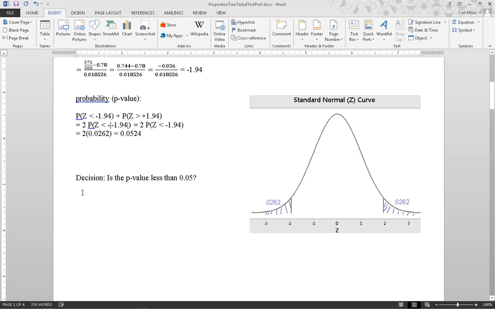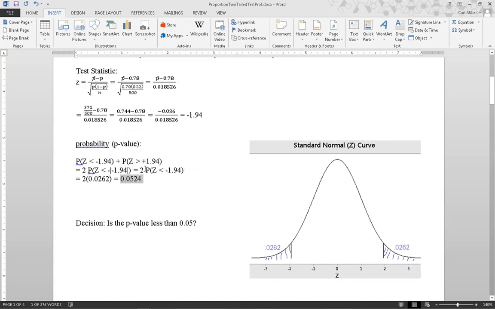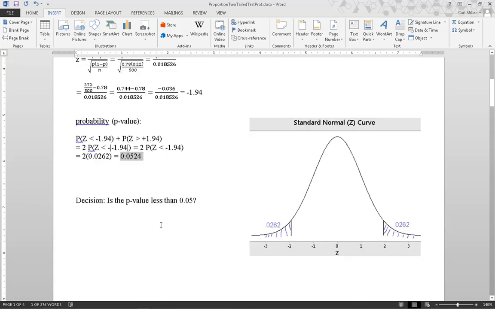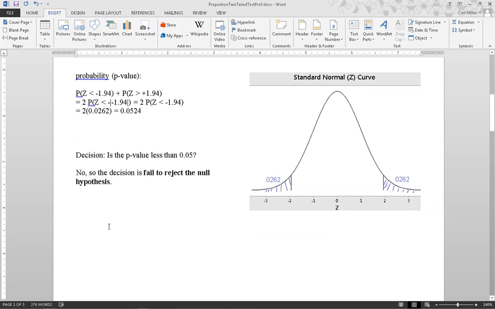Next, I want to make my decision. Is the p-value 0.0524 less than 0.05? Well, it's close, but it's not less than or equal to 0.05. So the decision is going to be fail to reject the null hypothesis.